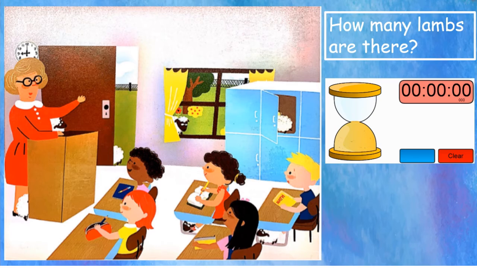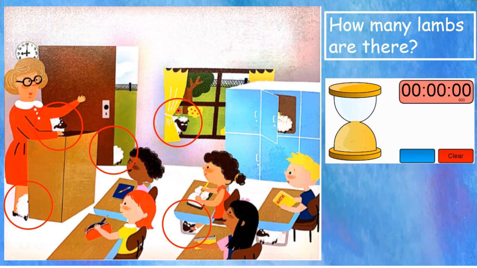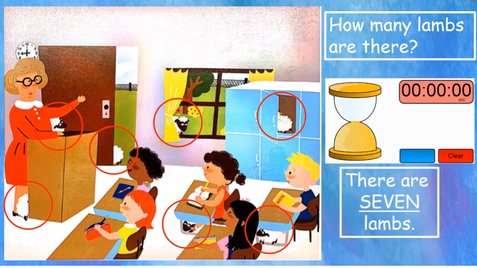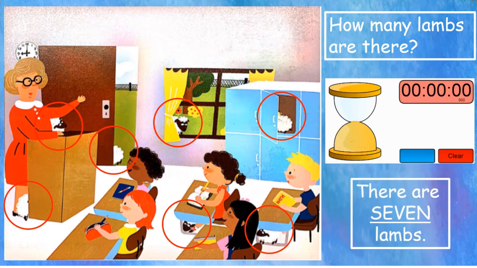Time's up. Okay, now let's find the lambs together. Let's count. 1, 2, 3, 4, 5, 6, 7. There are 7 lambs. Well done.